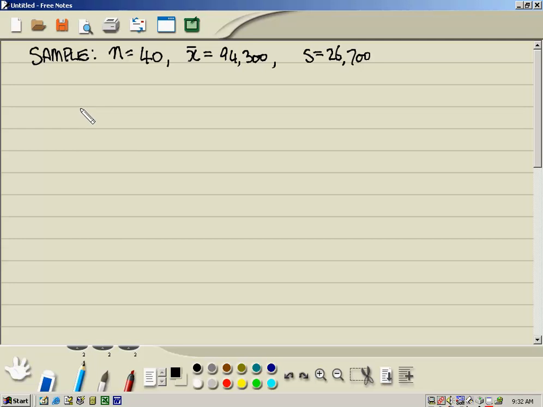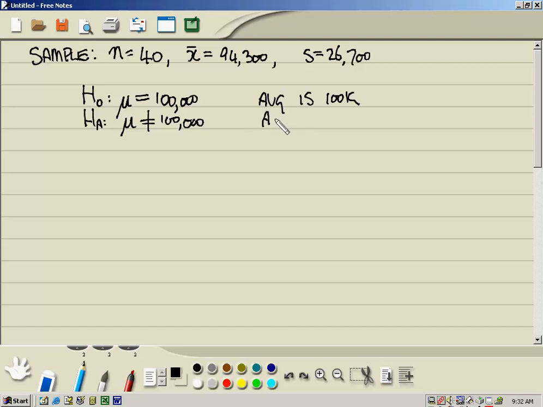Alright, so there's no question about which tail test. We can immediately go and write down our hypotheses. Null hypothesis for a two-tail test, mu is equal to a particular value, in this case 100,000. So the average is 100,000. Alternatively, mu does not equal 100,000. So the average is not 100,000.